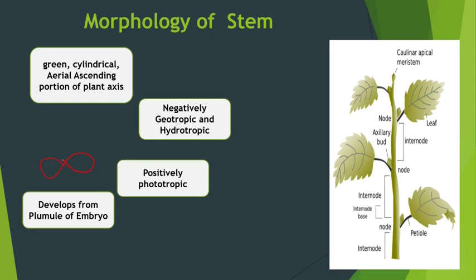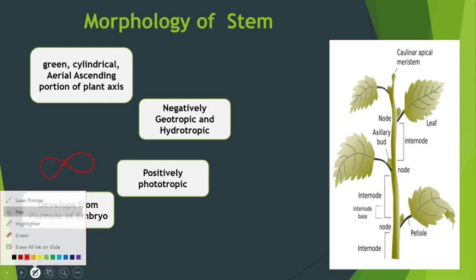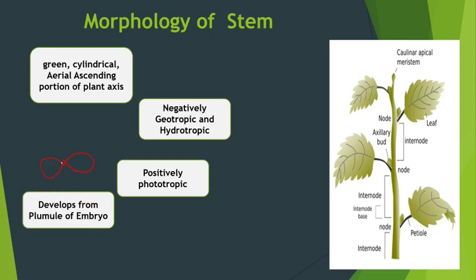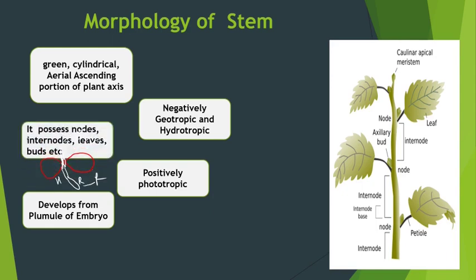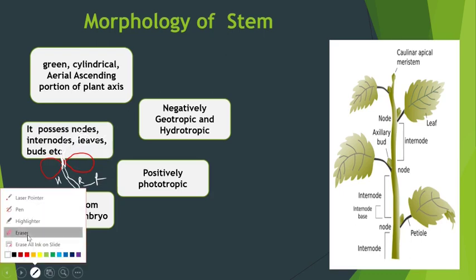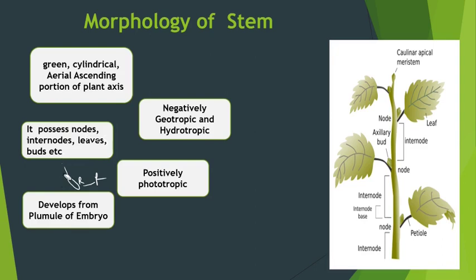If this is the embryo, this is the cotyledon. This is the embryonic axis. From the embryonic axis, the epicotyl gives rise to the plumule, and the plumule always gives rise to the stem, whereas the hypocotyl gives rise to the radicle, and the radicle gives rise to the root. It has nodes, internodes, leaves, buds, etc. So all these are present on the stem.